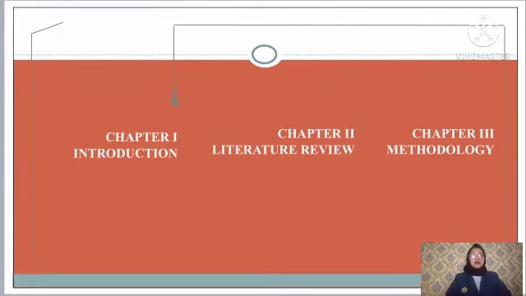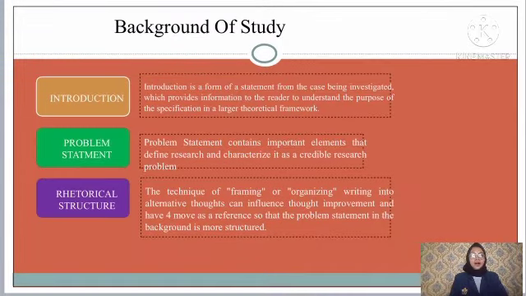I divided my presentation into three sections. The first is Chapter 1, Introduction; Chapter 2, Literature Review; Chapter 3, Methodology. Next, Background of Study. First, Introduction.